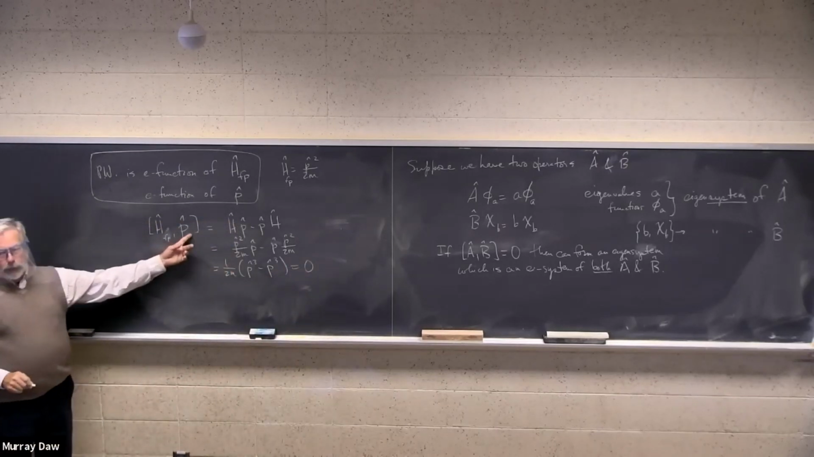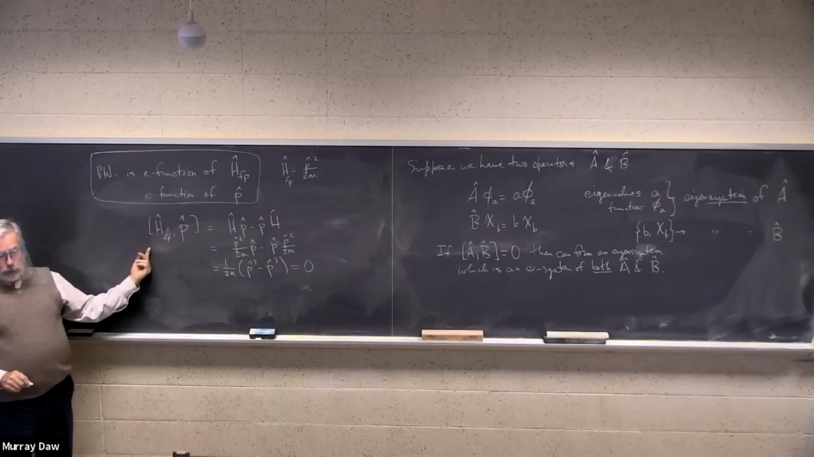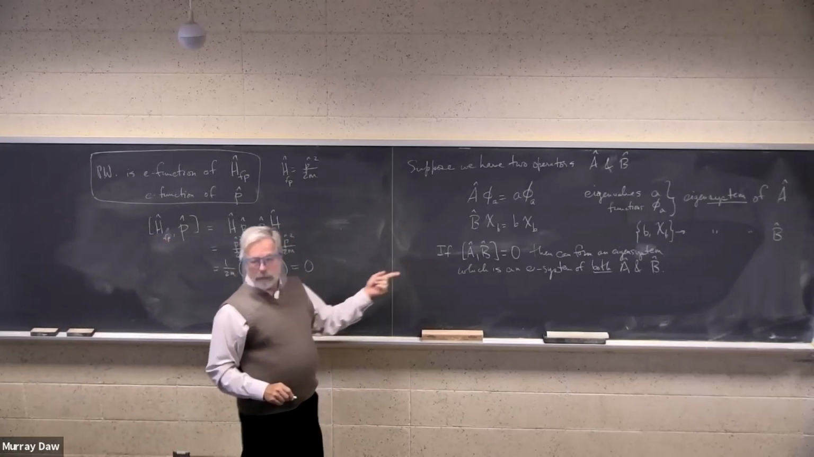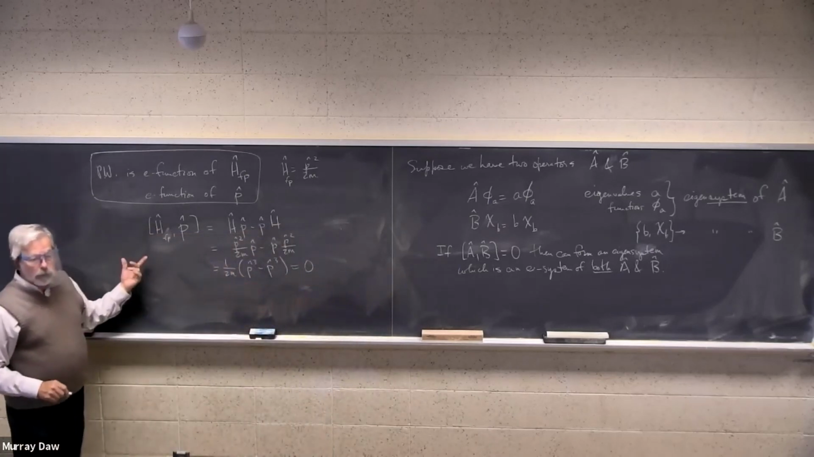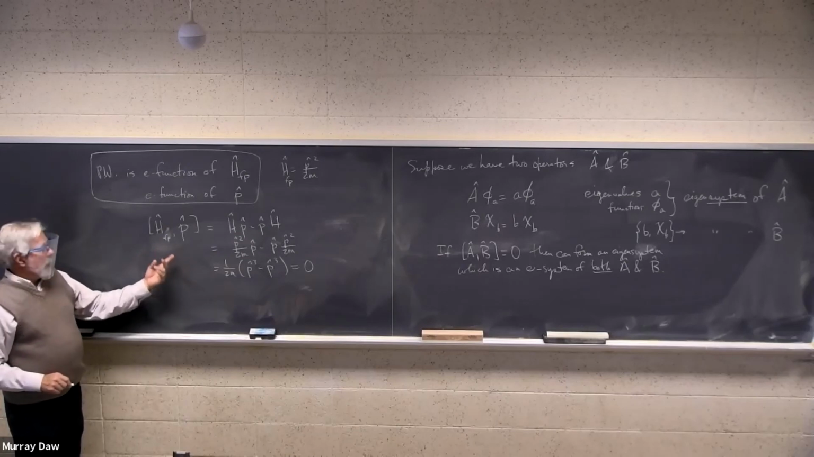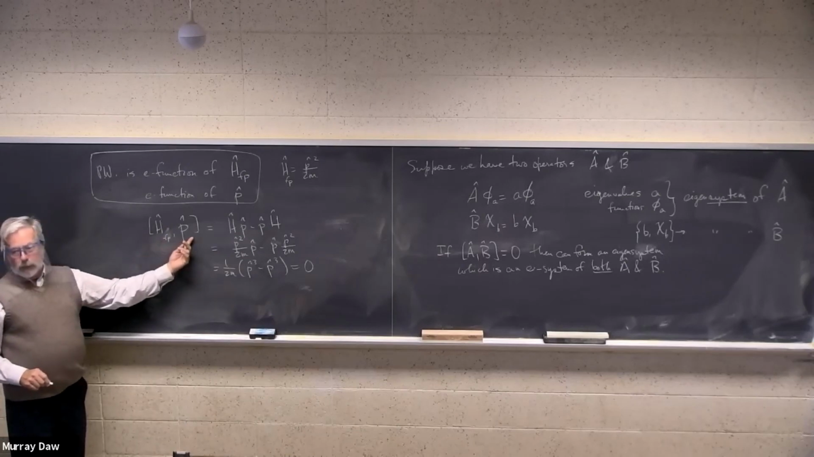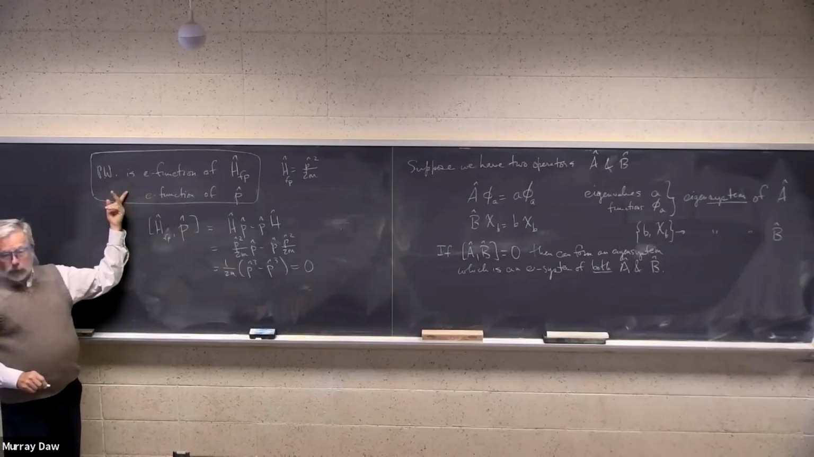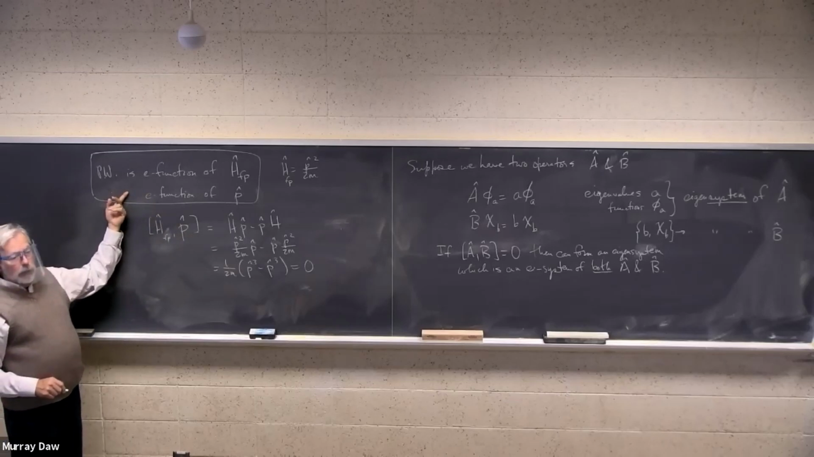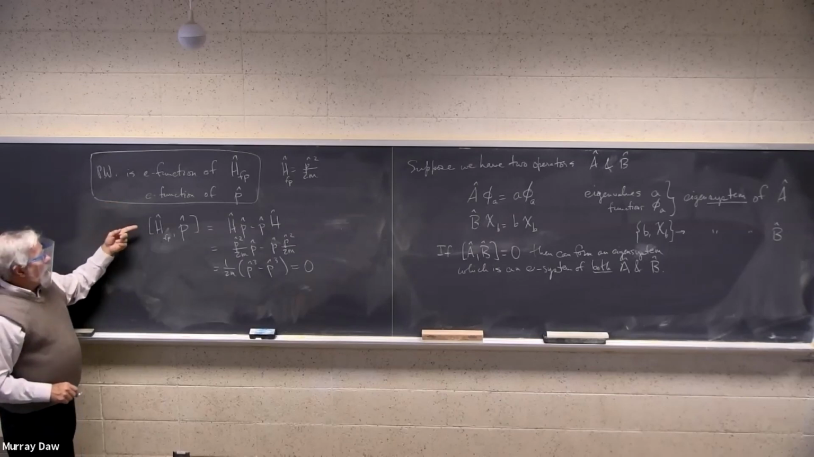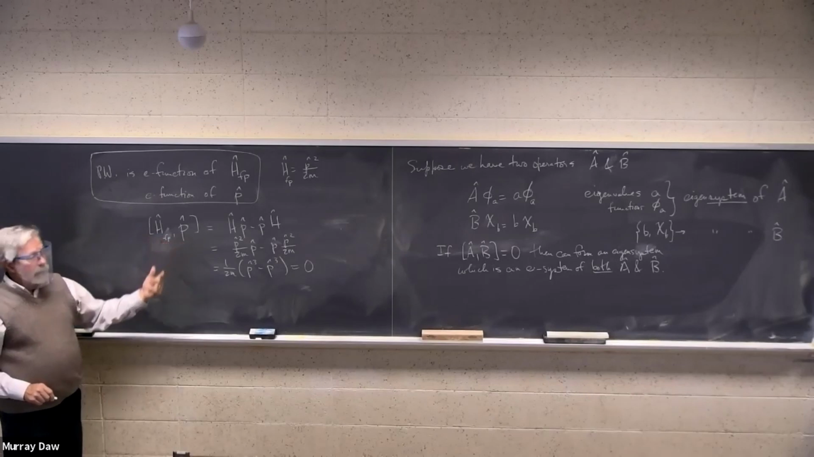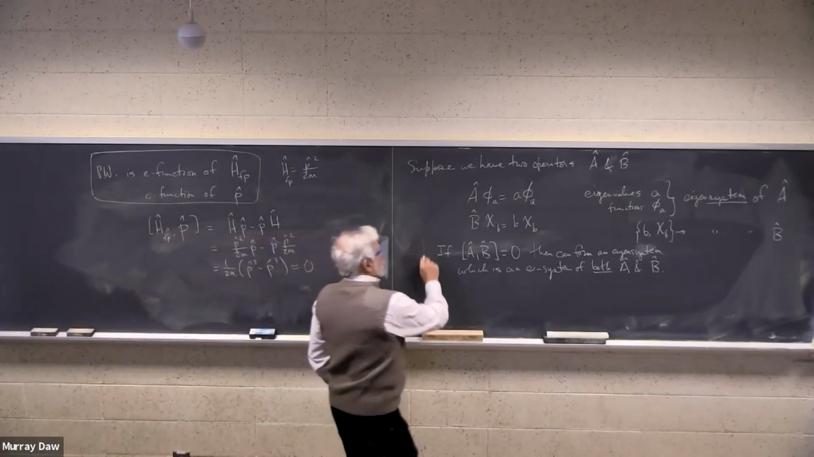So the momentum operator commutes with the free particle Hamiltonian. And by this theorem, I should be able to find a set of functions which are eigenfunctions of both the Hamiltonian and the momentum operator. And that's what we found. Plane waves are simultaneously eigenfunctions of both operators. So that's an example of this larger theorem.